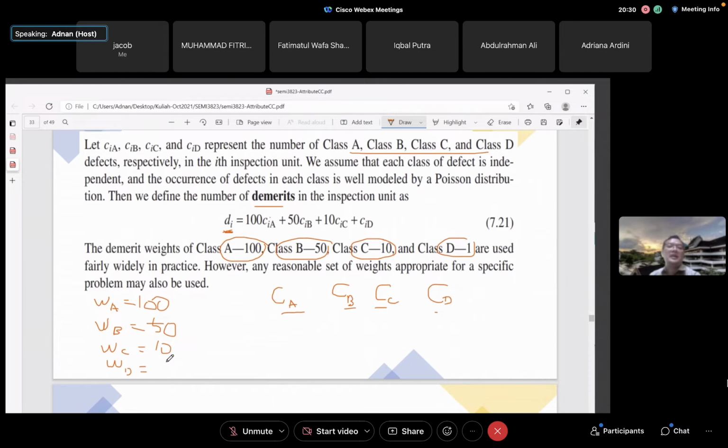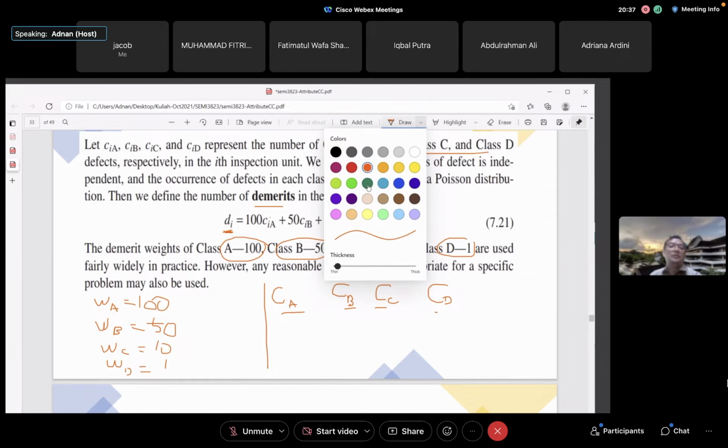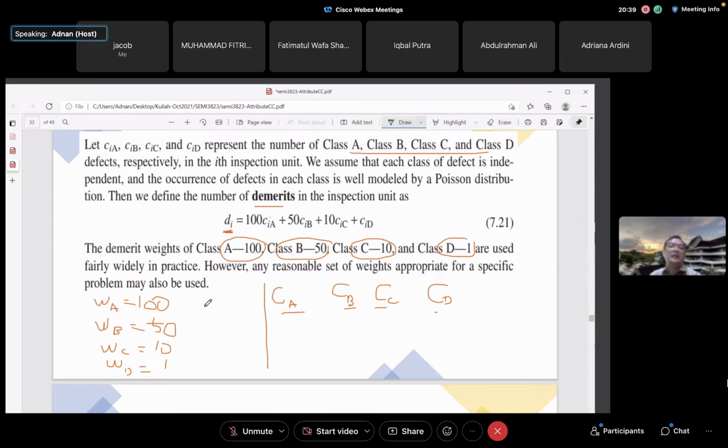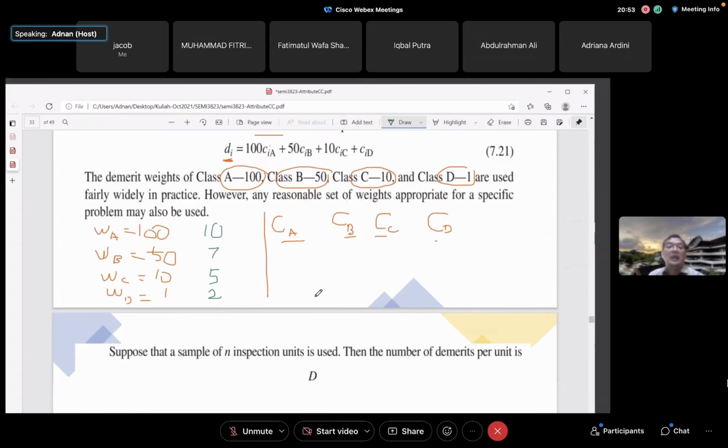So this is not fixed. Sometimes people might be using different numbers. Ada sistem yang menggunakan, contohnya they are using 10 here, maybe here they use maybe 7, maybe 5, maybe 2. So these vary. This is just showing the example only.